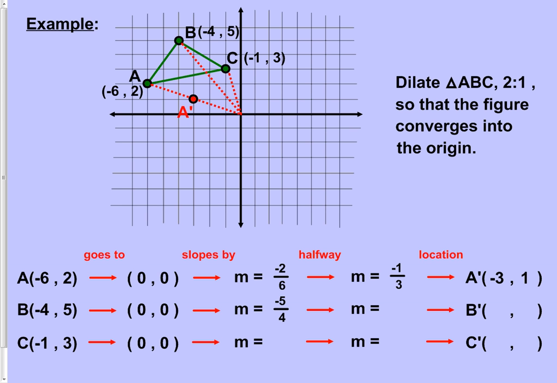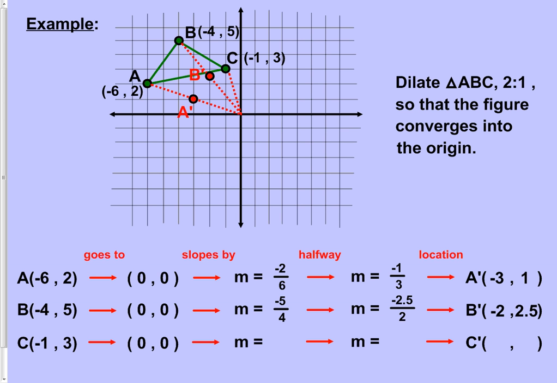What would be half of that? Now, unfortunately, when we do half of 5, we do not end up with a whole number, but that's okay. So we're going to come down 2.5 and run 2. So if we come down 2.5 units and run 2 units, what is the coordinate of B prime? It's going to be at -2, 2.5. So point B has moved halfway to the origin as well.